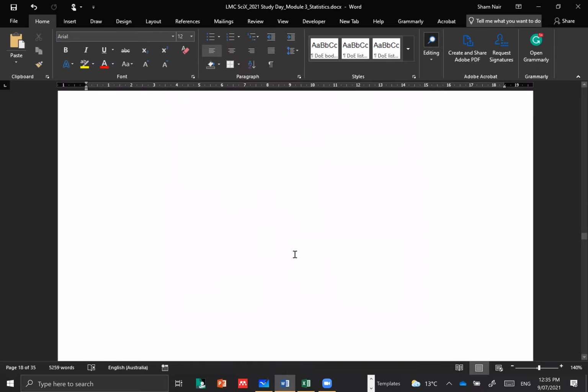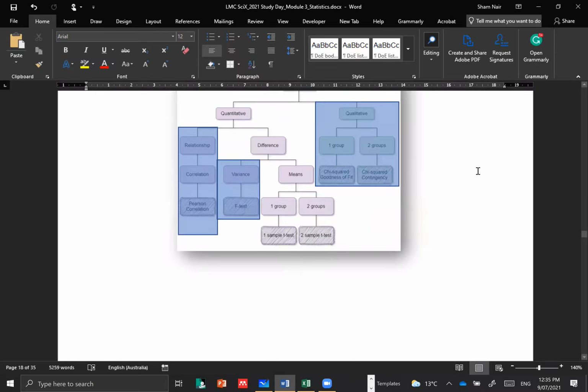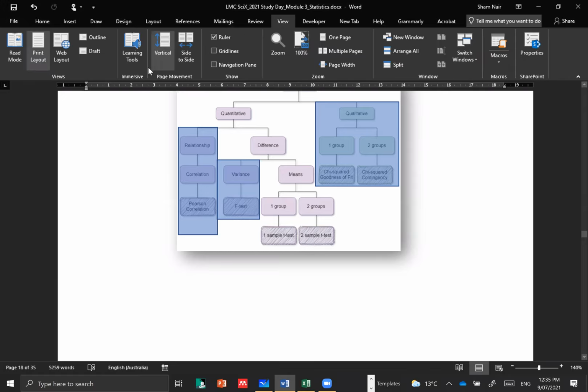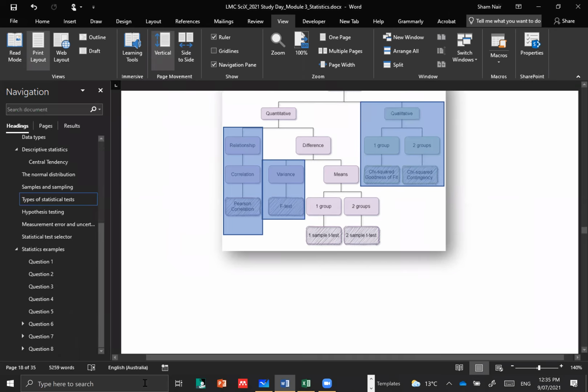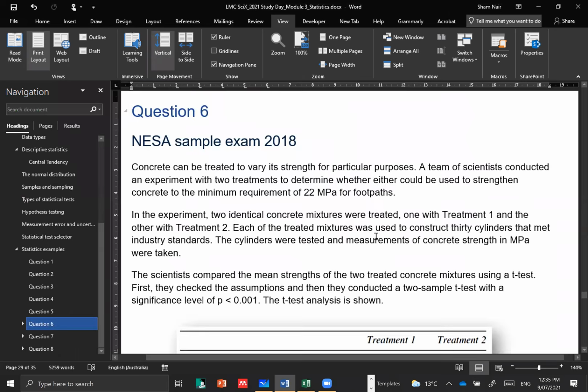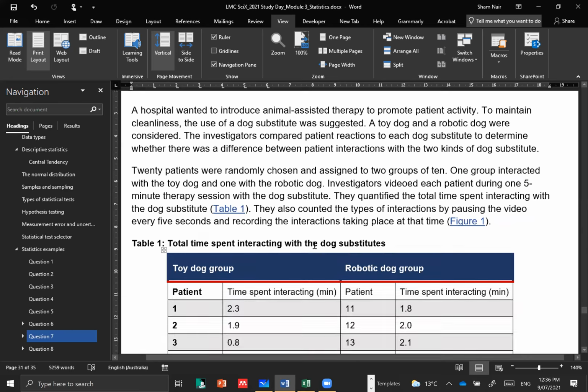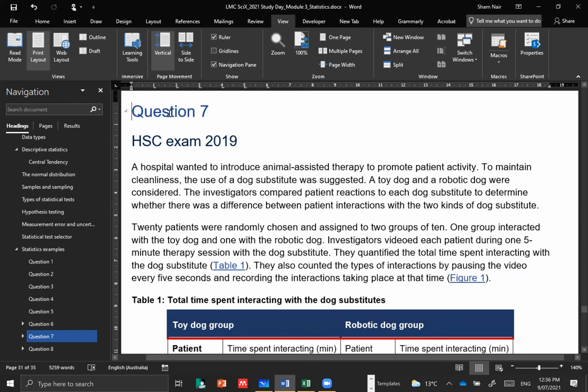Okay, now, how would this be useful? Let me just go back to these. Sorry, I'm just going to go to view and navigation pane. And let me look at, and I think it's question 6. No, question 7. So here, this is the question from the 2019 exam.